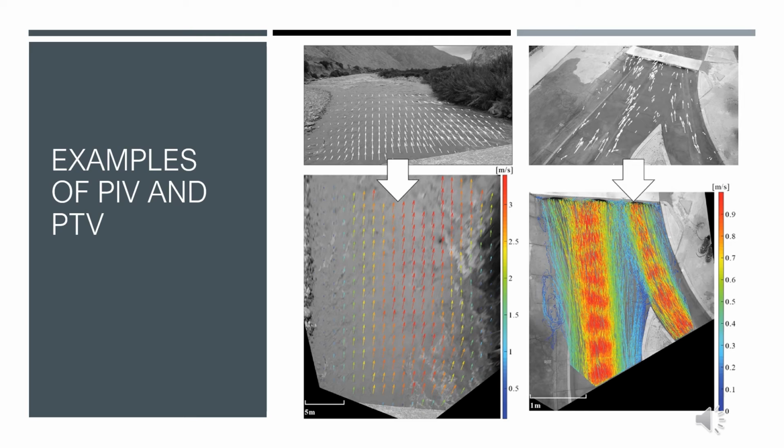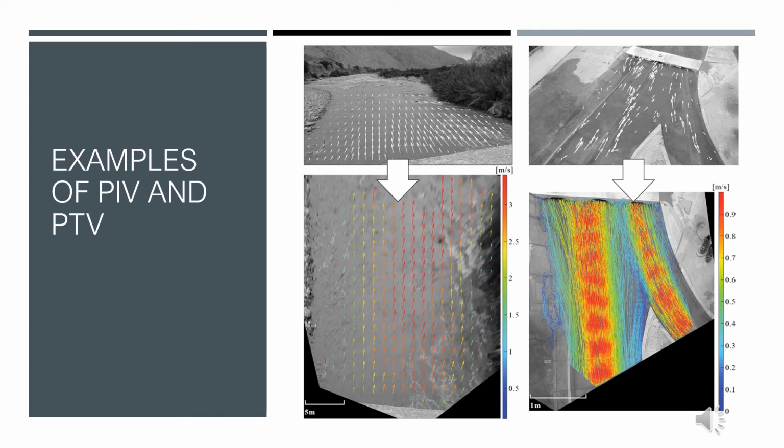These methods detect a tracer and follow its path between frames until it's lost. This pathway is then drawn onto the surface and associated with a velocity. We call this method PTV, or particle tracking velocimetry.